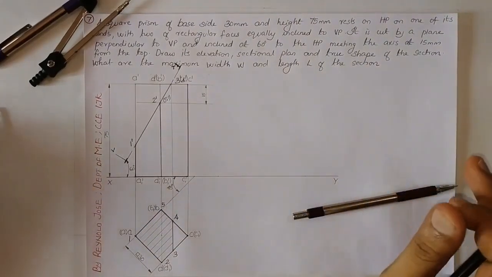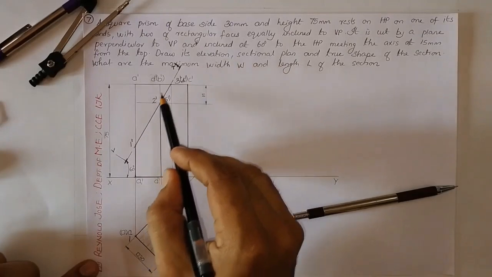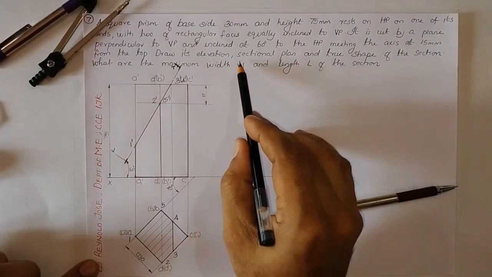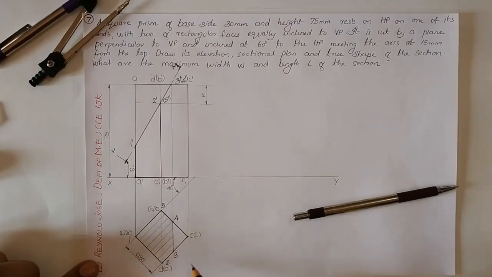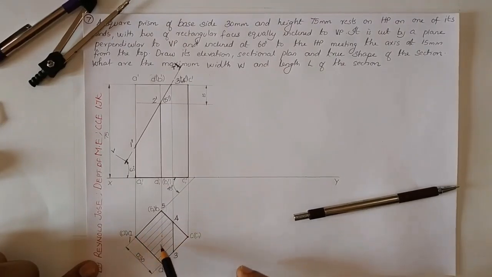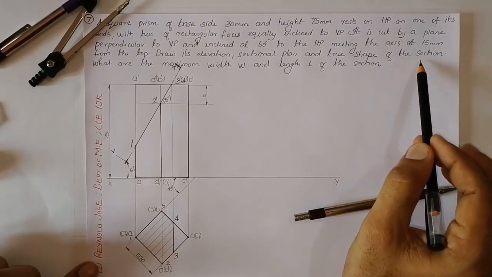So in this case we are supposed to draw elevation. Elevation means the front view. So this is the front view. Sectional plan. So this is the sectional plan or sectional top view. This is known as a sectional top view because the sectioned surface is visible here, and we have to draw the true shape of the section in this case.